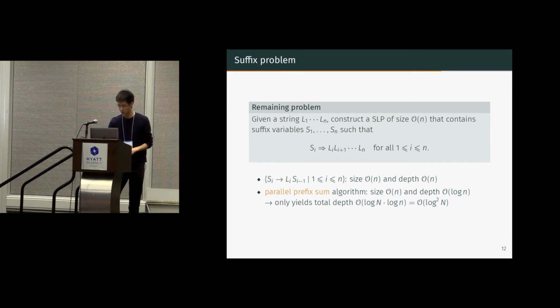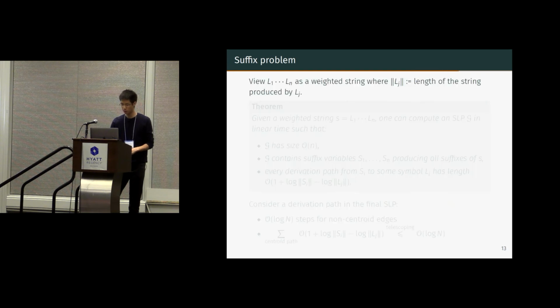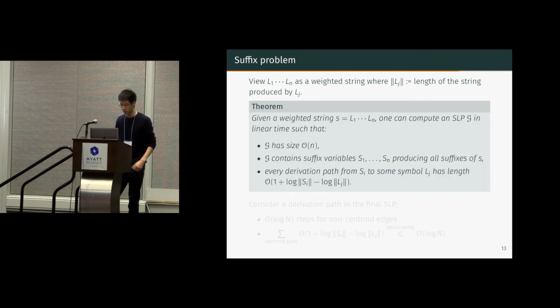So to solve this problem, we view this L1 to Ln as a weighted string, right? So every Li produces some string of some length, and this is the weight that we assign to the symbol. And so the main theorem that we show is, given such a weighted string, L1 to Ln, one can compute an SLP in linear time such that the following holds.